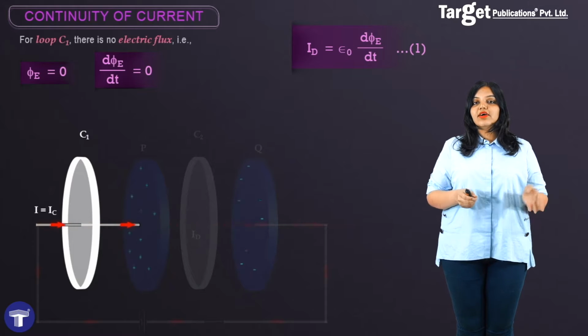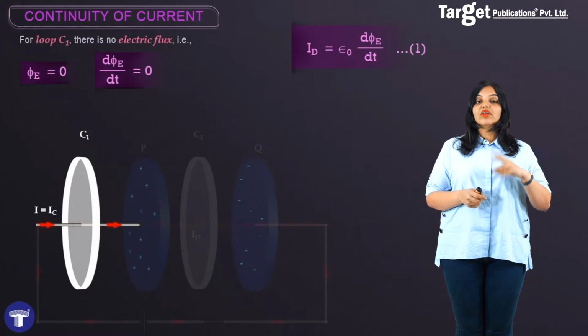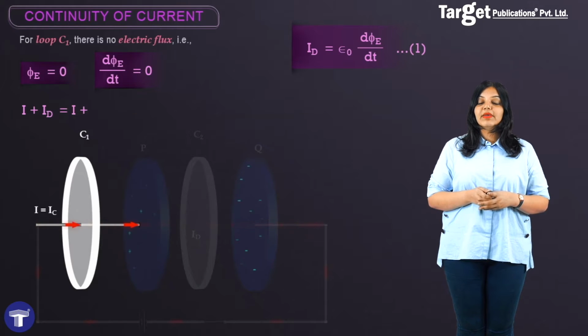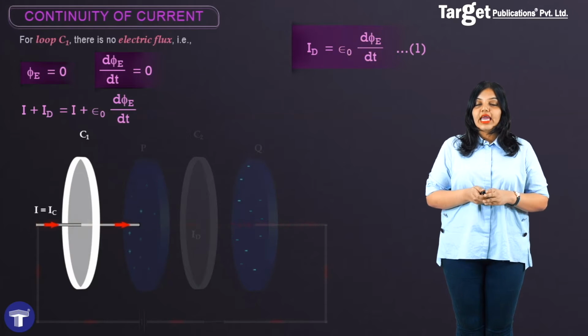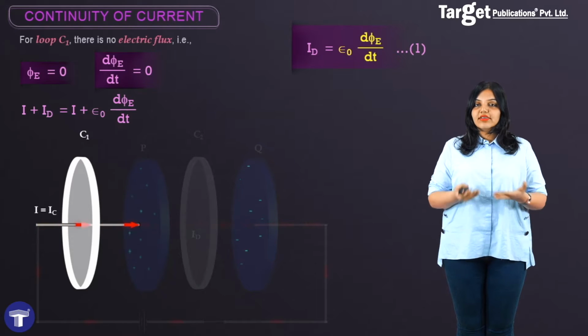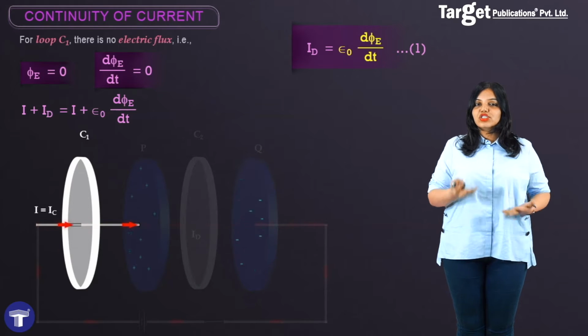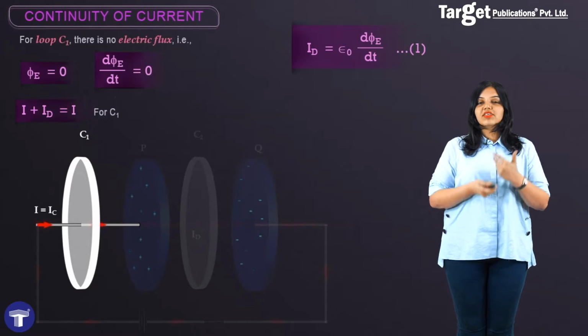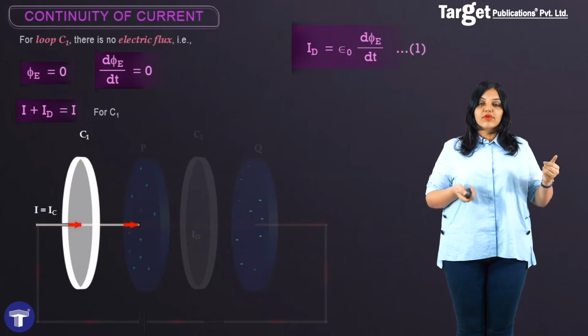So let's try to write down what I plus ID is for the outer loop C1. For C1, I plus ID will simply be equal to I plus epsilon naught d phi by dt. But like I said, there is no flux for the outer loop, and therefore there is no change in flux, and therefore I plus ID is simply just I, because there is no displacement current for the outer loop.